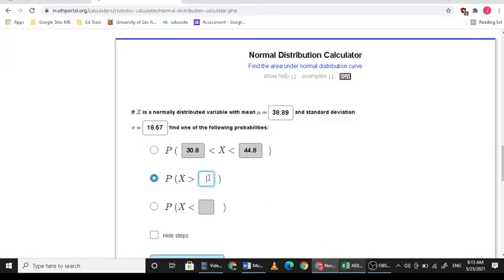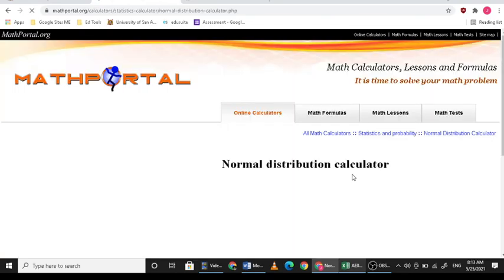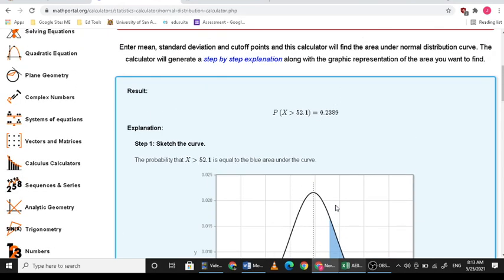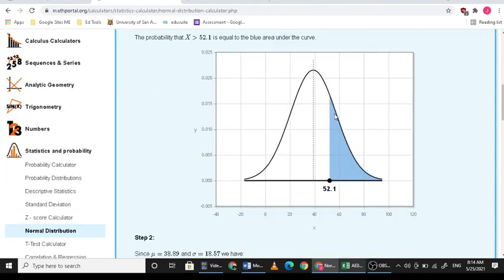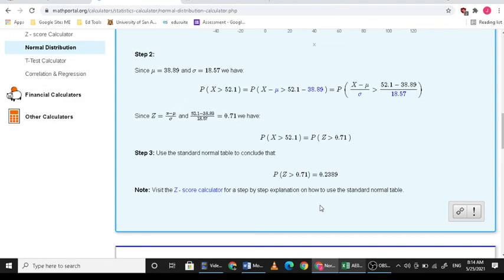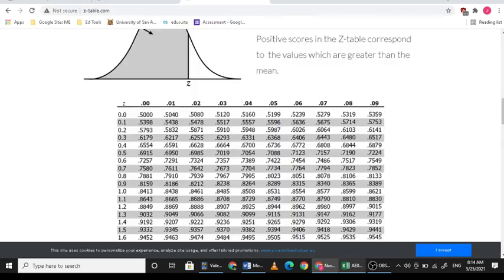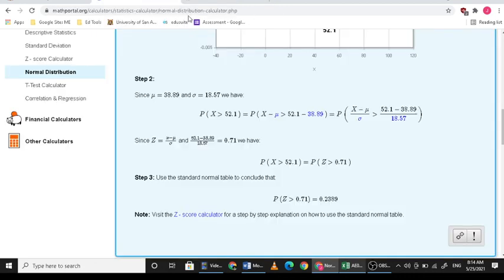52.1. So that's greater than the mean. So, ang graph na dapat is greater than the mean. Okay? So, the probability that the gross profit margin is greater than 52.1% is 23.89%. Okay? And this is your graph. And this is the computation. Okay? So, since ang value niya ni is 0.71, pangitaon mo man 0.71, so that's 0.7611. So, 1 minus 0.7611. Kay para to the right siya.